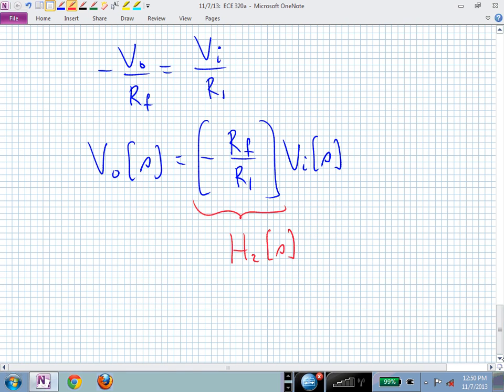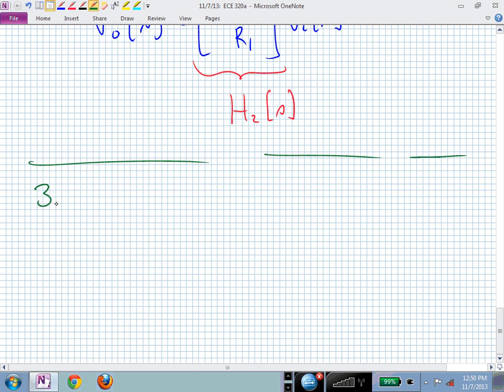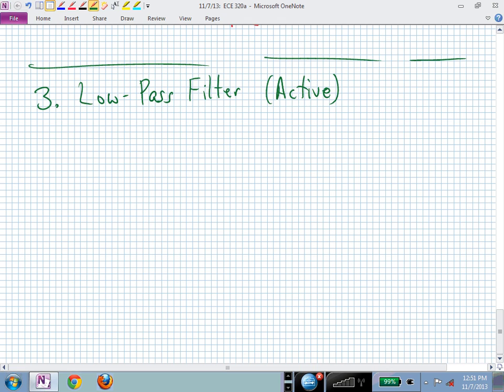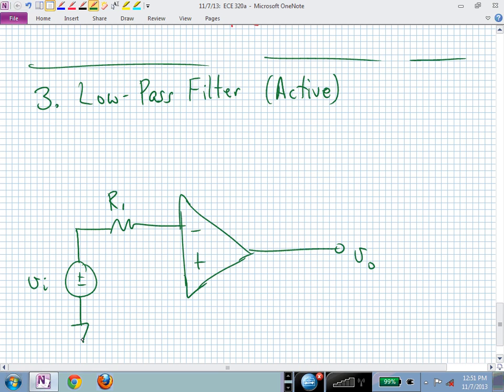Let's now look at another circuit. Now that maybe we're back to feeling more comfortable analyzing these circuits with KCL, let's look at a low pass filter. But now let's do it by means of an active circuit. Here's our op amp, minus and plus. Here's the output, V sub 0. Here's our input, let me call this R sub 1, V sub I. Again, let me go ahead and connect the non-inverting terminal to ground.